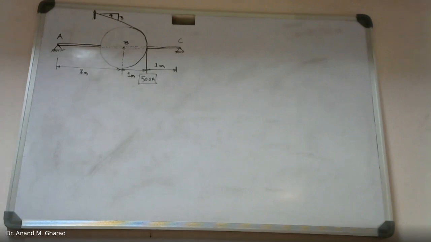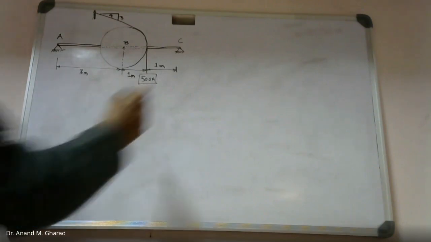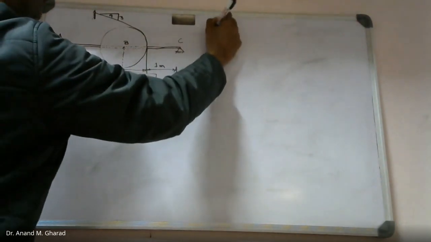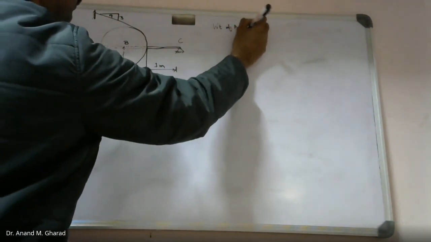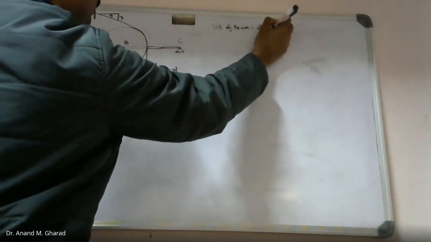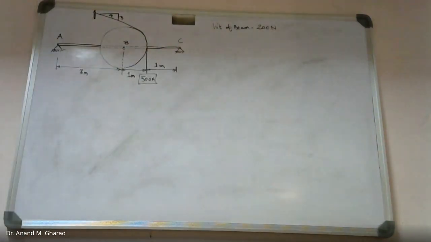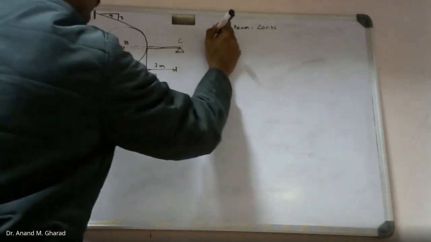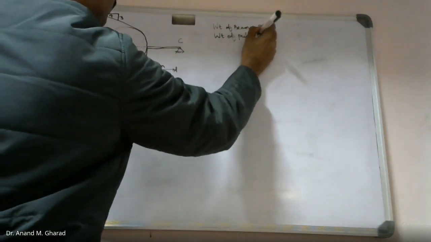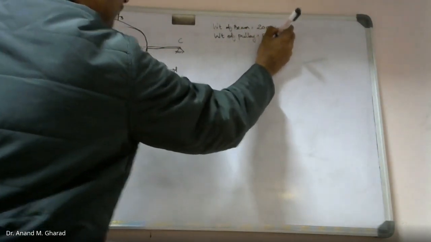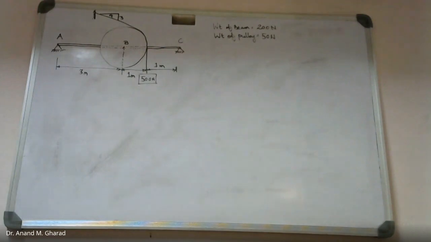If the beam weighs 200 Newton, weight of beam given as 200 Newton, okay, and the pulley weighs 50 Newton, weight of pulley 50 Newton, okay. Find the forces on hinge at point C.